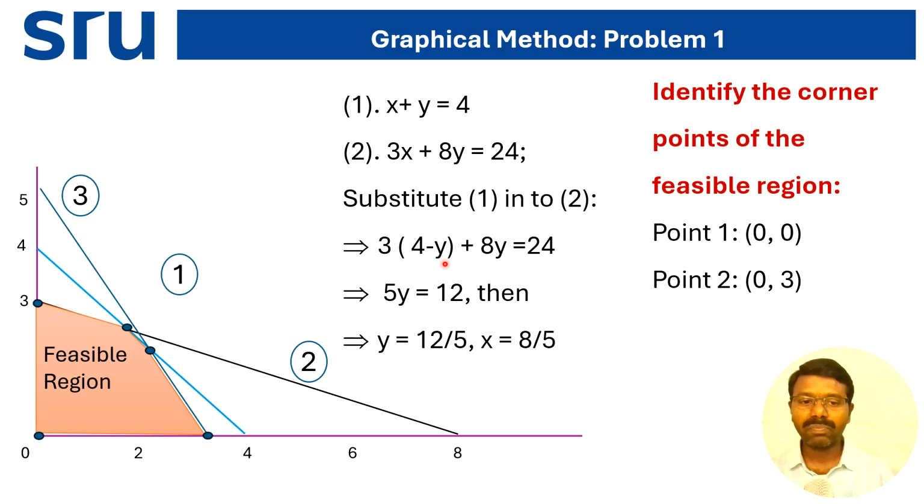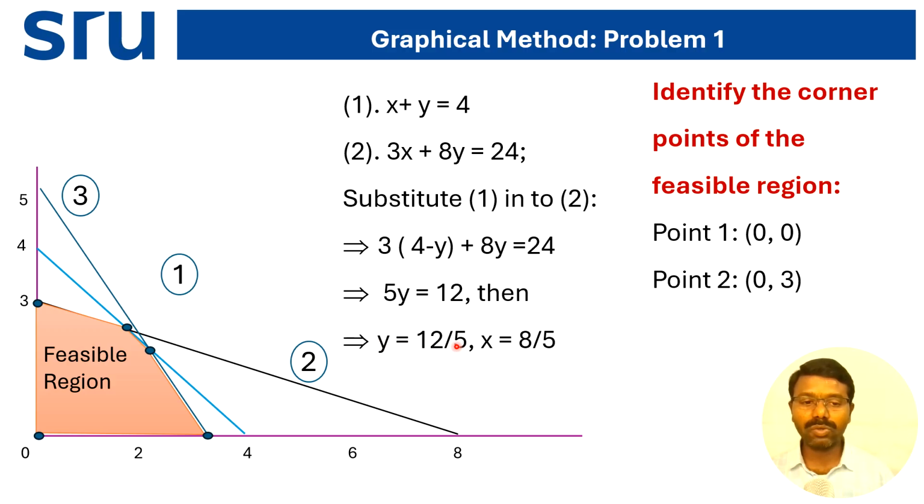So here you have only y on the left side, and on the right side you have the value. So you will get 3 into 4, 12 minus 3y plus 8y. Minus 3y plus 8y becomes 5y, that is equal to 24 minus 12. Because this 12, if it comes to this side, 24 minus 12 becomes 12. Then the y value will become 12 by 5.